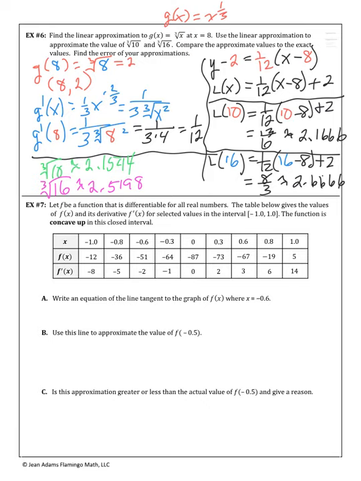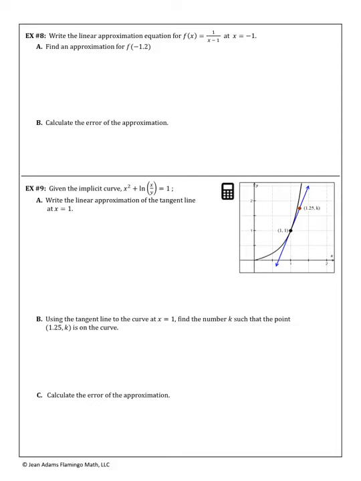All right, so we are not going to do example 7, so I'm going to skip on over to example 8, and example 8 will be our last one that we're going to do. So, last page of notes, last example. For example 8, we're going to find the linear approximation for f of x is equal to 1 over x minus 1. And they have given us the x value, x equals -1. So there's no parent function here. We're going to find the ordered pair, and then we'll find the approximation at -1.2. We are not going to calculate the error of approximation.